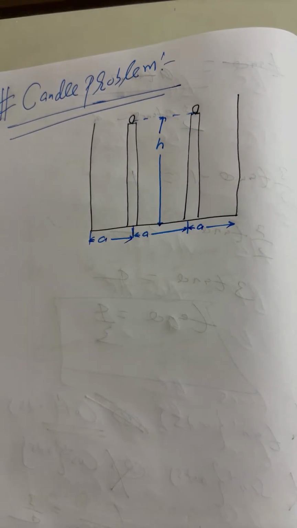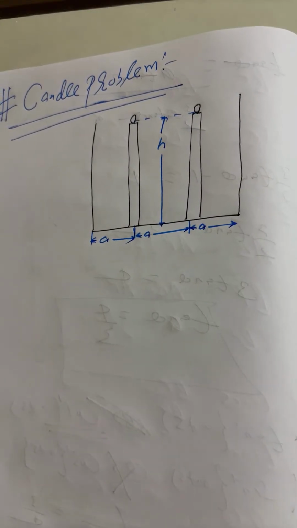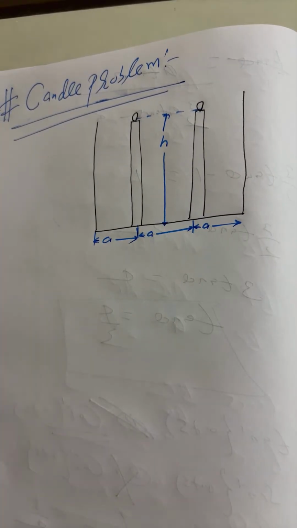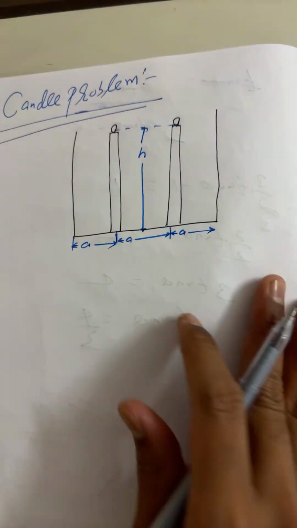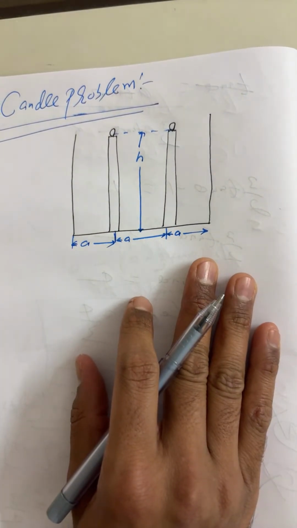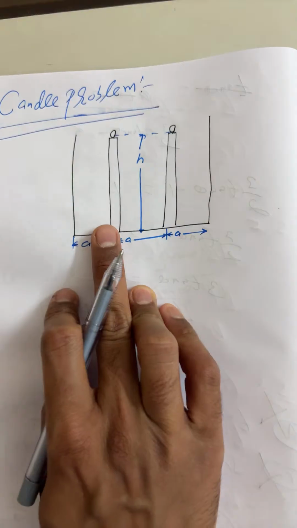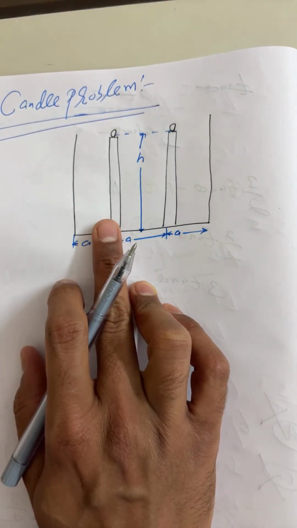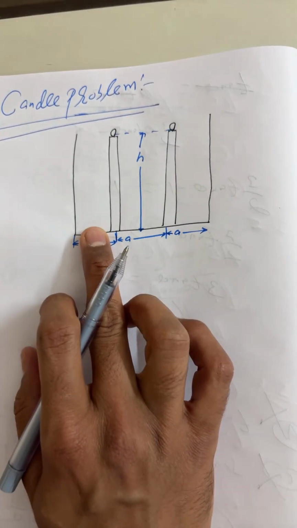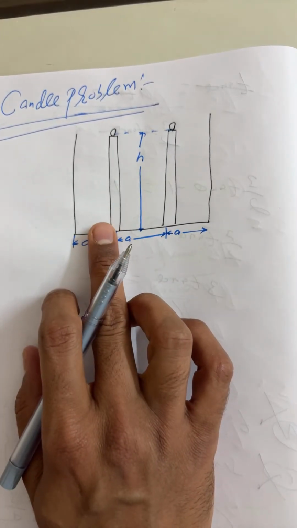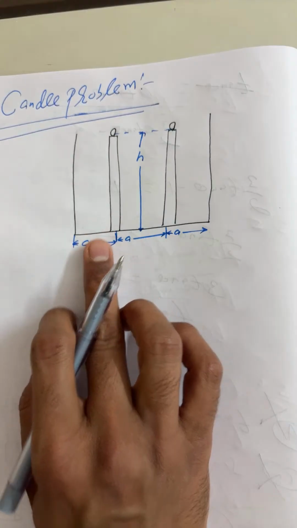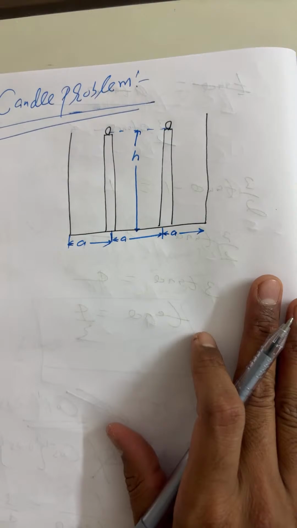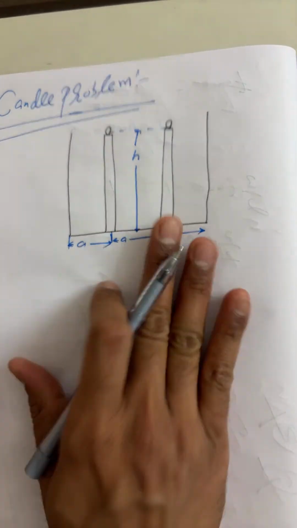So we have to find with what speed the shadow of the left side candle will move along the left wall if the left side candle burns down in time t1. That is the condition. So we basically have to find its speed. Okay, this is the diagram.